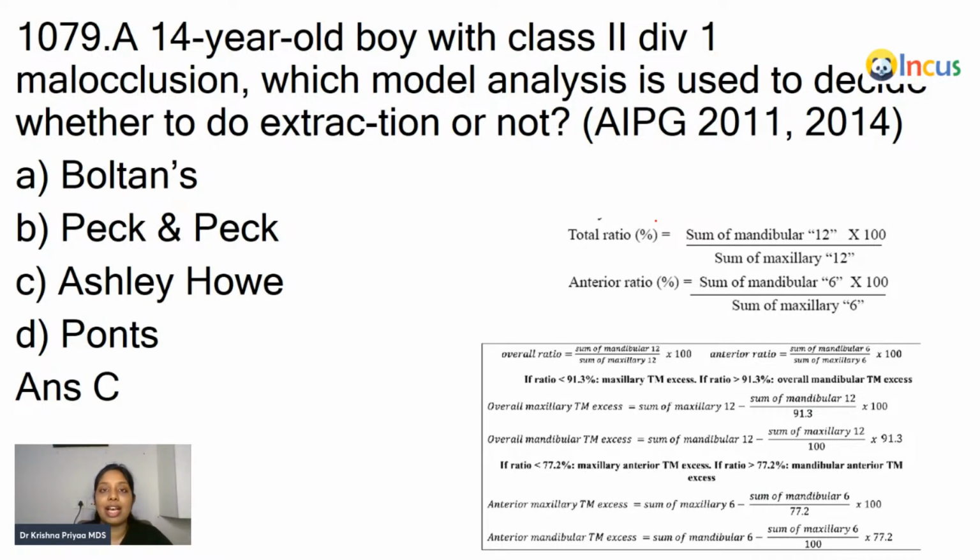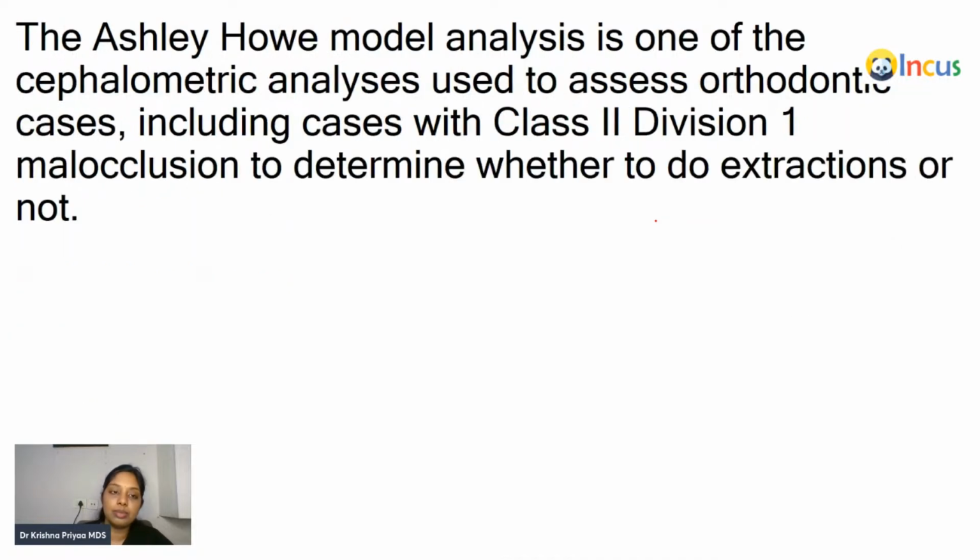You should just know these values and then it will be easier. Whenever we know that one particular arch is in excess, then we can do extraction only in that arch in order to bring it into proper harmony. That is the whole concept behind this.